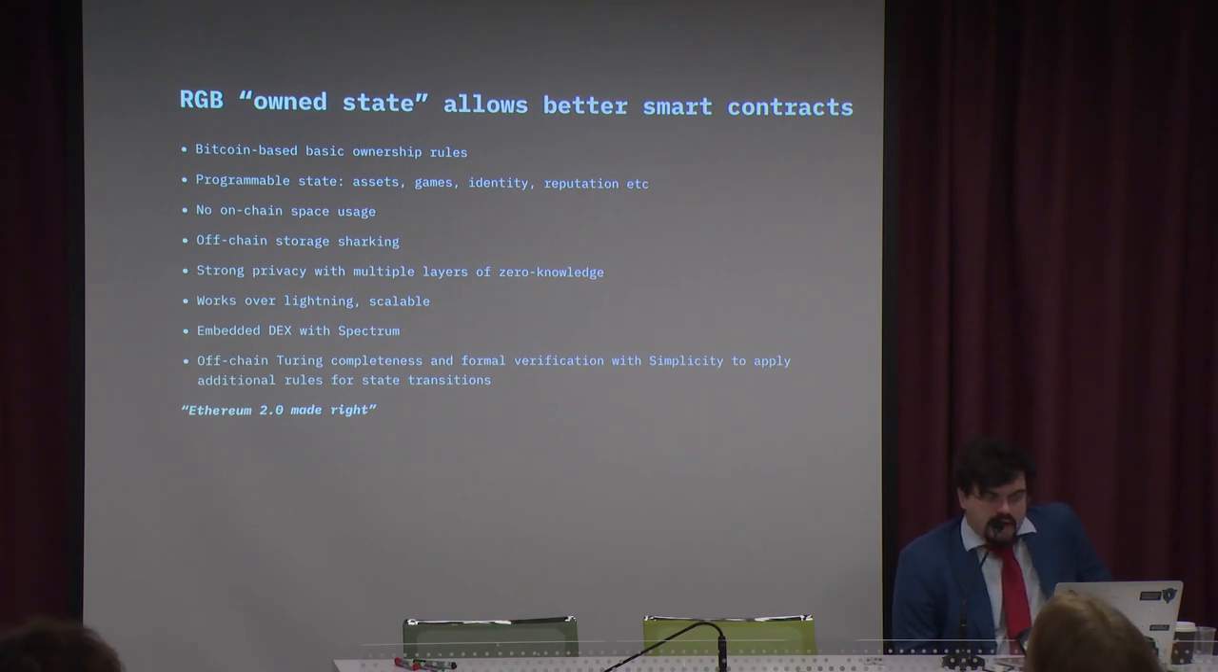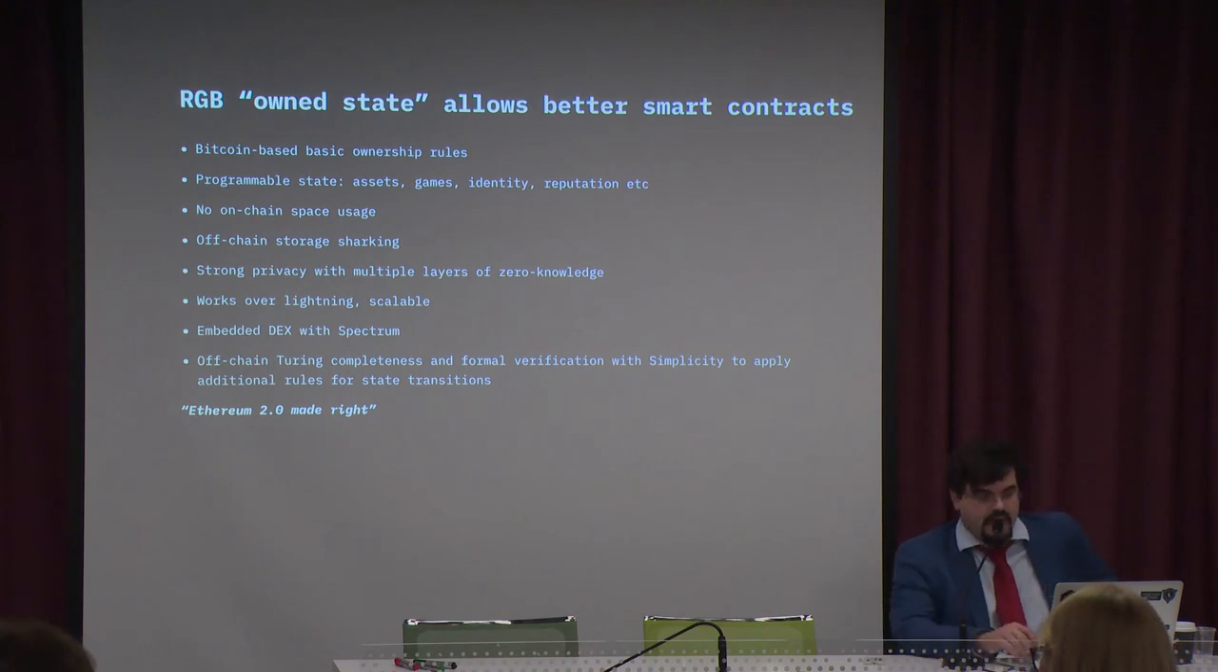And they work with the Lightning. They are scalable. They have functionality for decentralized exchange and decentralized, coordinated state updates across the Lightning network, and we have off-chain Turing completeness and formal verification with Simplicity when we are able to finalize this part. So I would name this Ethereum 2 made right, which is not Ethereum, but on Bitcoin: layered, private, off-chain, sharded, with the Lightning and Bitcoin.